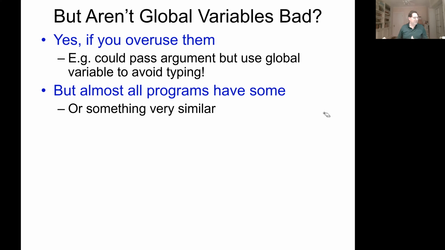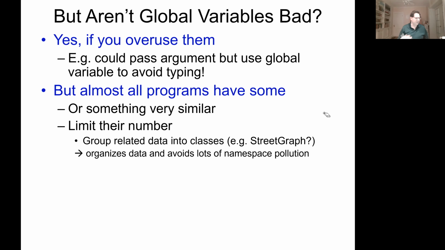So C++ makes them global variables because they're so commonly used. So they do exist in almost all programs. You should limit their number. So something that is good code style is grouping related data into classes. So you're going to have a bunch of data that load map creates. You might group that into a class called something like street graph.